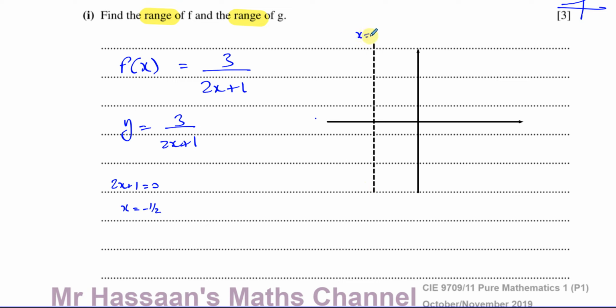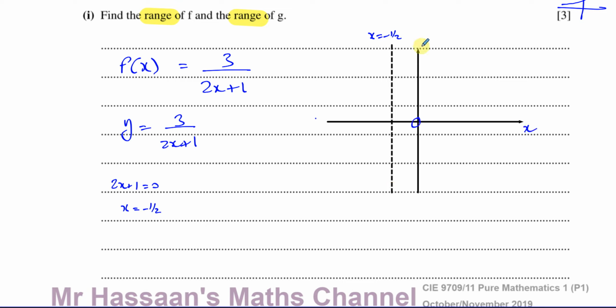So x equals negative a half is straight away going to be an asymptote, if we were able to draw this function completely. Of course we're not going to be able to because it's got a restricted domain. But I'm ignoring the domain first just to give an idea of what the graph would look like. So that's going to be the asymptote, or one of the asymptotes.